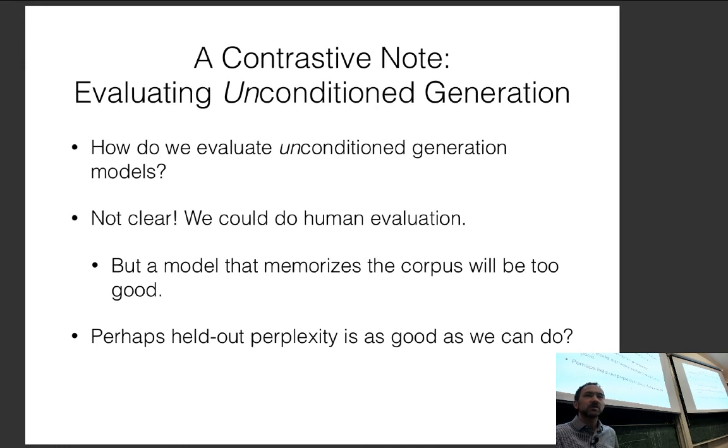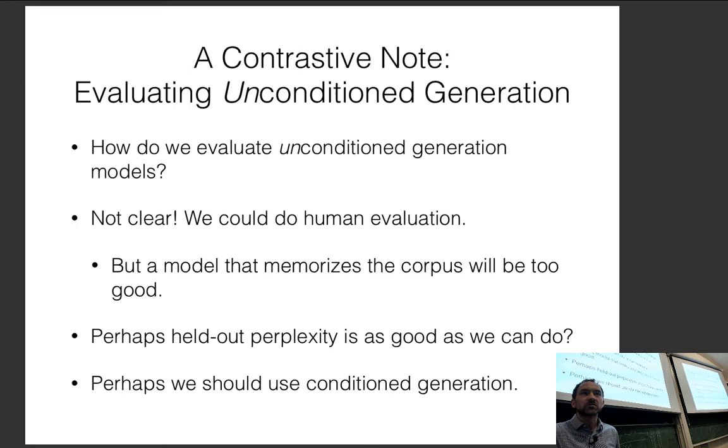Perhaps held out perplexity is the best we can do at evaluating unconditioned generation models. Or perhaps we should use some sort of conditioned generation. So for example, adding a prefix to a sentence and then generating from that prefix is still conditioned generation, right? You're taking the prefix and calculating the continuation of a sentence based on what the model thinks is good there. And that's conditioned generation.